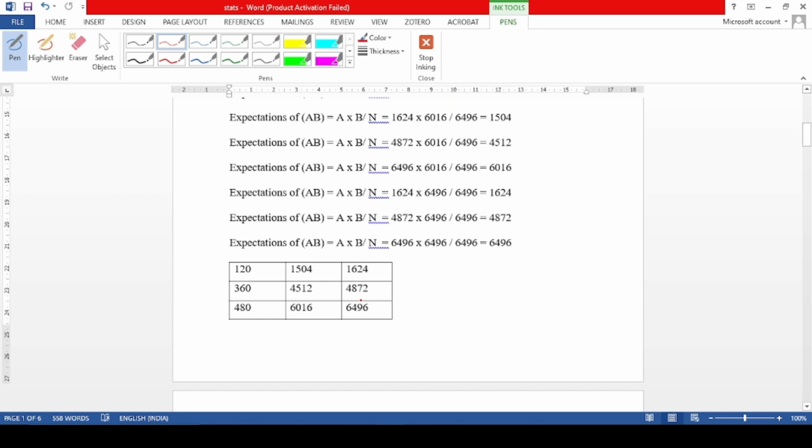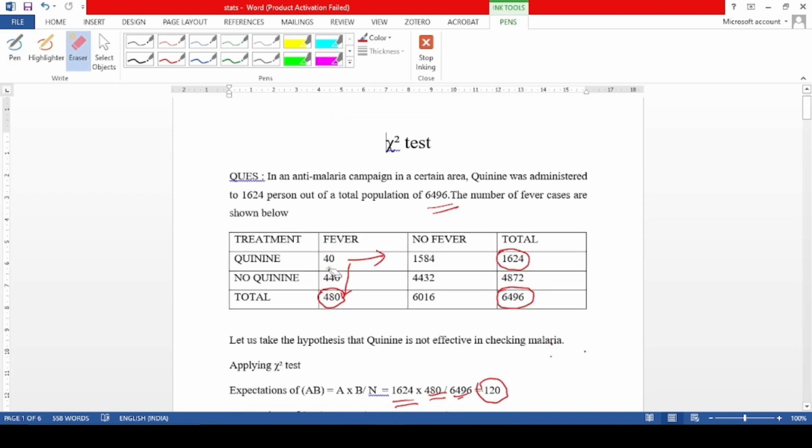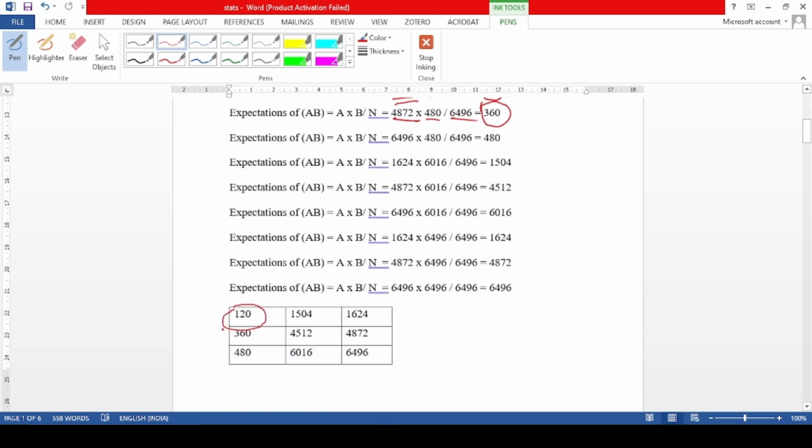Now we would be arranging it in a tabular format here. This is 120. Now we would be seeing the second number. If you see here, what is the row total for this? 4,872. Column total is 480 and final total 6,496. See here, row total, column total, and final total. The number is 360. Here you can see the 360.